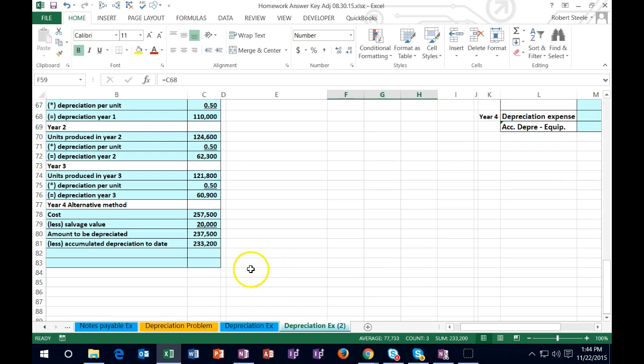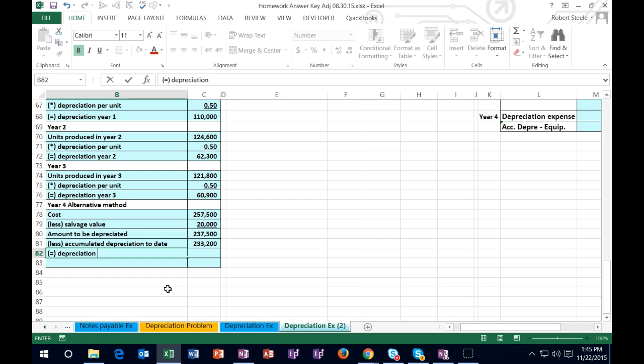So if that's the case, then the difference between those two is what we still need to depreciate in order to bring us up to the 237.5, which will leave us with the 20,000 book value at the end of this whole process.